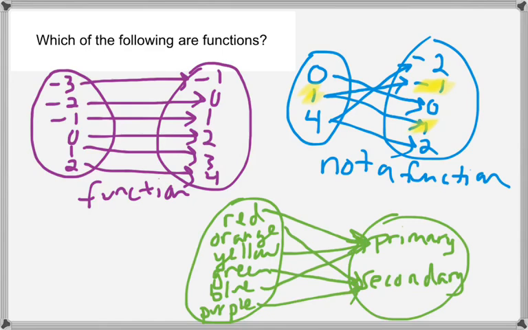Well, the input of red is mapped to exactly one output. The input of orange is mapped to exactly one output. The input of yellow is mapped to exactly one output, and so on. Each input only has one arrow coming from it. So this is a function.